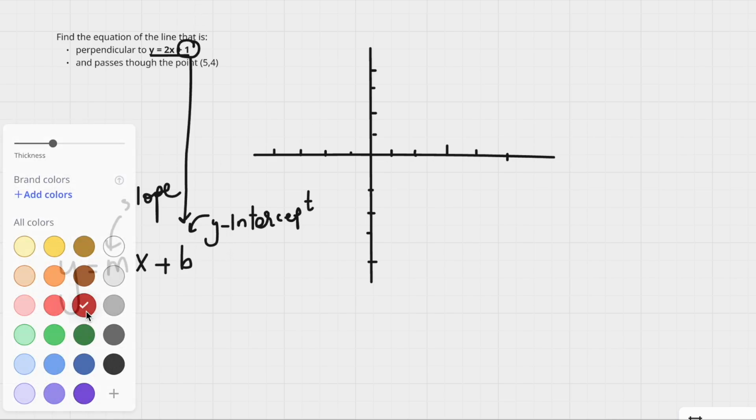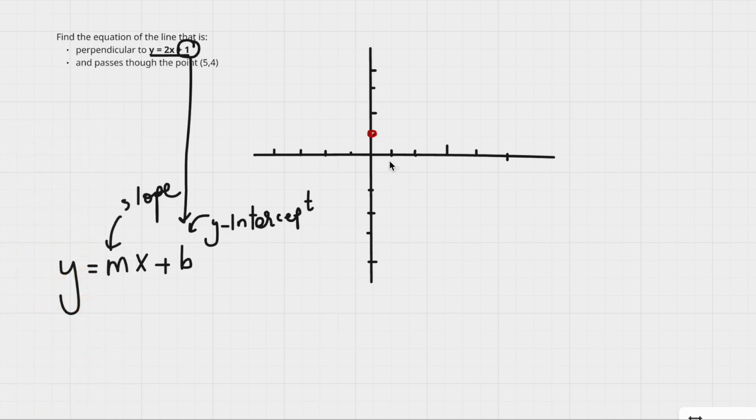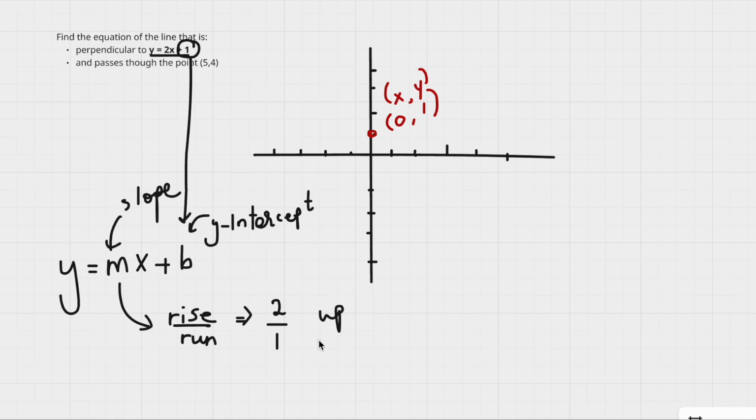We are passing through 1 on the y-axis, which makes this point (0, 1). X is always the first number, which is always 0 for a y-intercept, and y is the second number. This is an xy coordinate. Now the slope is rise over run. So this is a 2, which means 2 over 1, since there's an invisible 1 underneath the 2. You go up by 2 and to the right by 1.